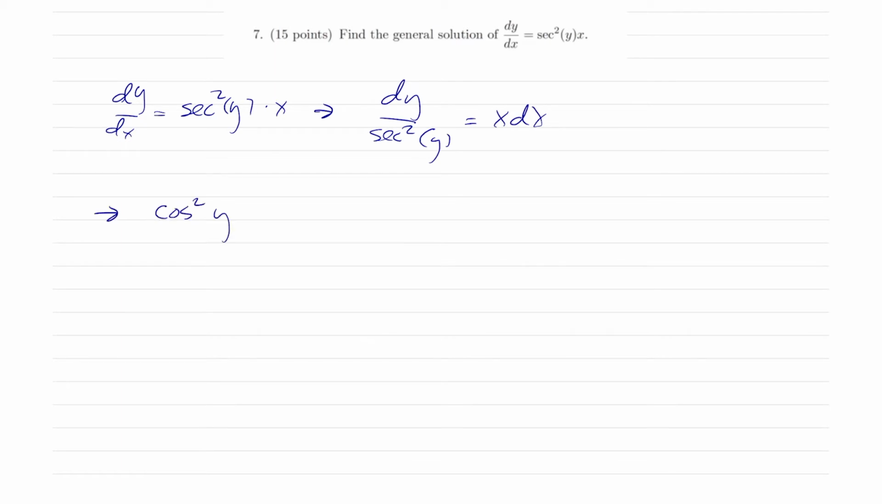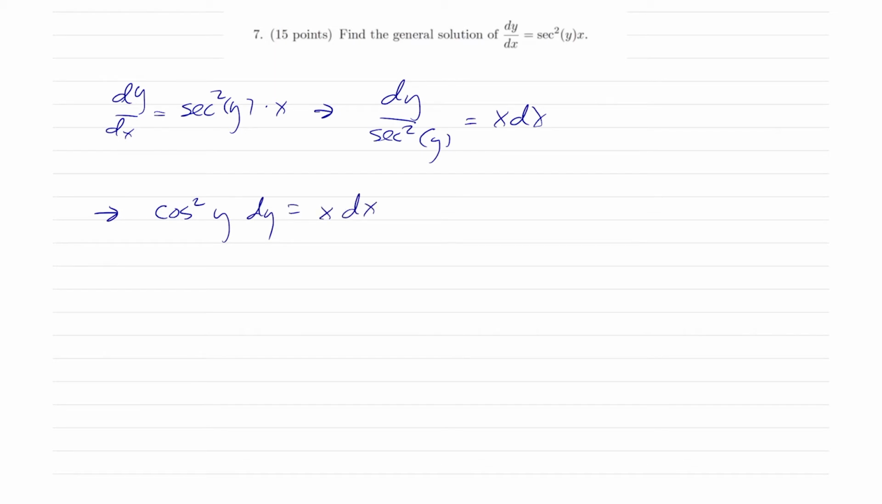All right, number 7, and we wrap up exam 1. Find the general solution of the following differential equation. So we have dy dx is equal to secant squared y times x. Now this is a separable differential equation. So this is dy over secant squared of y is equal to x dx. And this tells me then that we have cosine squared y dy is equal to x dx.